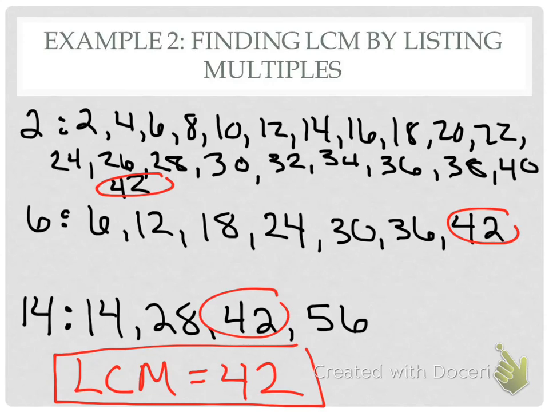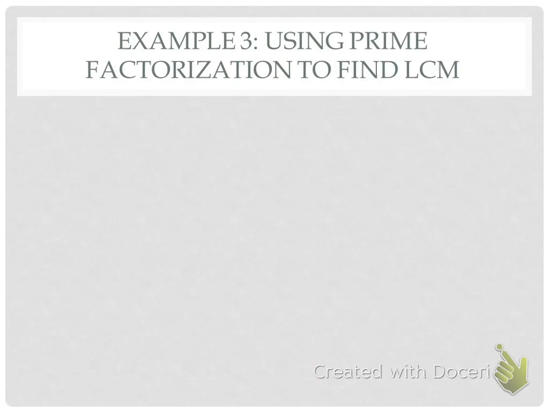Now in example 3, this is going to be more along the lines of what you would see on a quiz or a test. Find the LCM of 84 and 360 using prime factorization. Well, here's the good news. You already know how to do prime factorization, right? So go ahead and do the prime factorization of these two numbers.